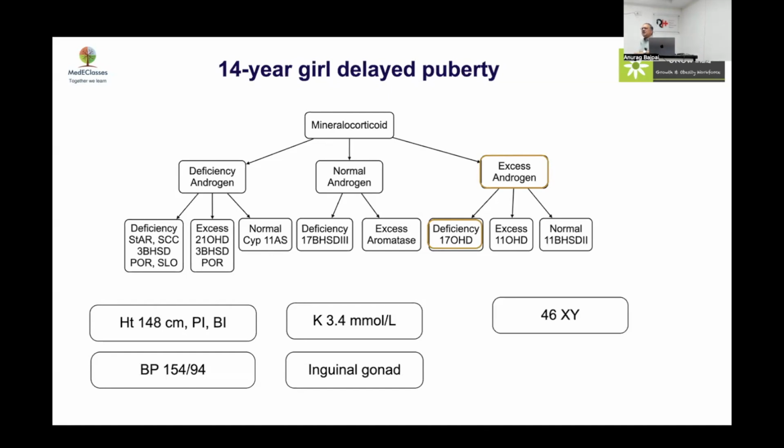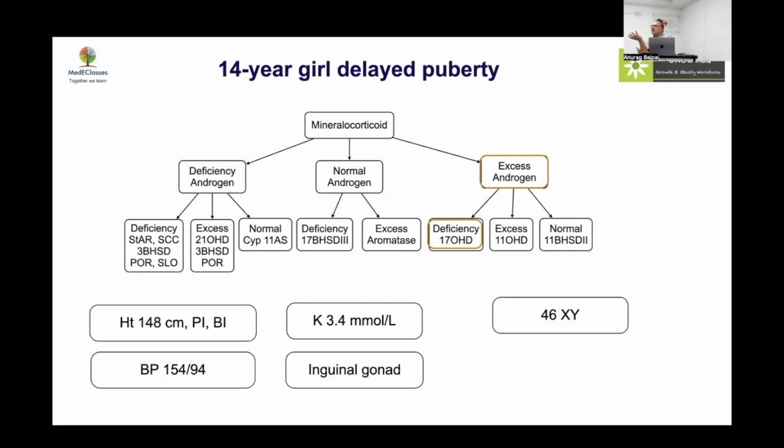This is the mirror image of the previous case. There you had an XX DSD with hypertension, 11 beta hydroxylase. This is XY DSD with hypertension, which is 17 hydroxylase. So in this case, what will you do? Gender of rearing? What will be the antenatal levels of testosterone? High or low?